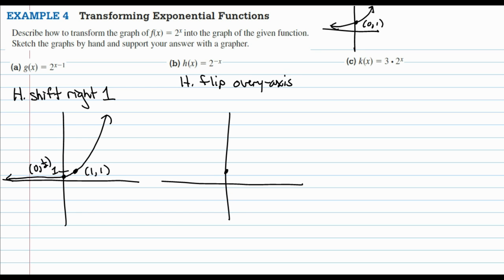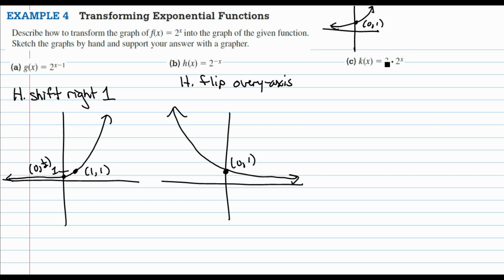So 0, 1 is still going to stay there, but now instead of growing up to the right, it's going to decay. Ooh, that was bad. It's going to decay down to the right. So that point 0, 1 is still there. It's just the rate of growth decays off to the right instead of grows.